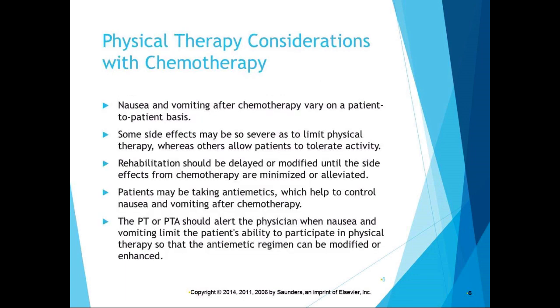Things we need to consider when someone is undergoing chemotherapy. Nausea and vomiting after chemo can vary patient to patient. So some people have a lot of it and some people don't. And remember, body fluids might be contaminated, so we have to be aware of that with vomiting. Some side effects of chemo may be so severe as to limit physical therapy, whereas others allow patients to tolerate activity. So it's going to really vary from person to person.